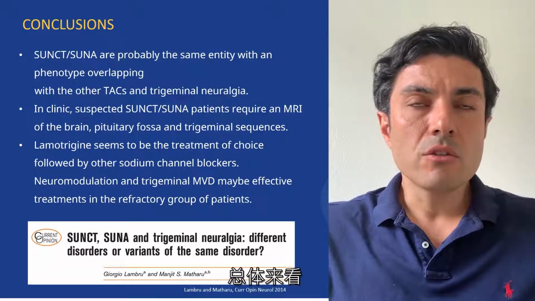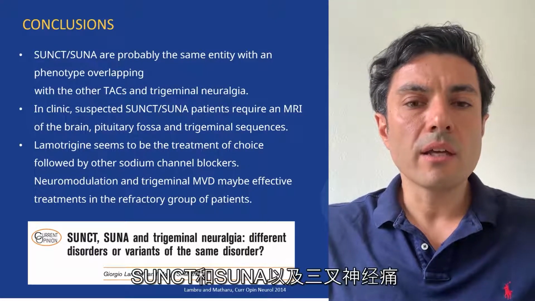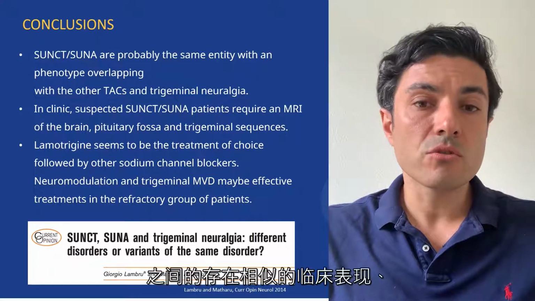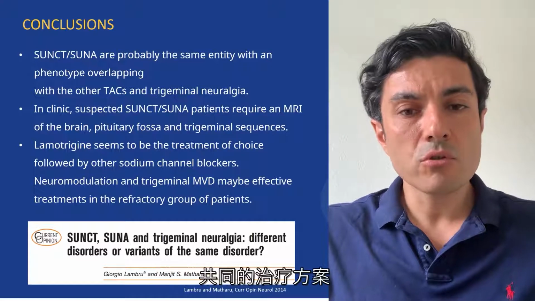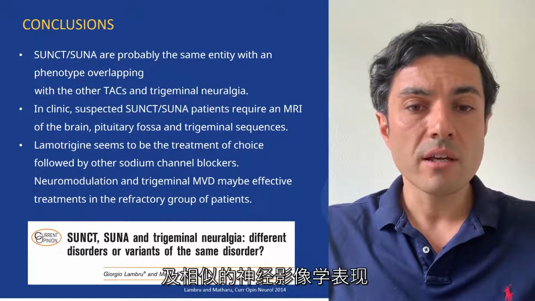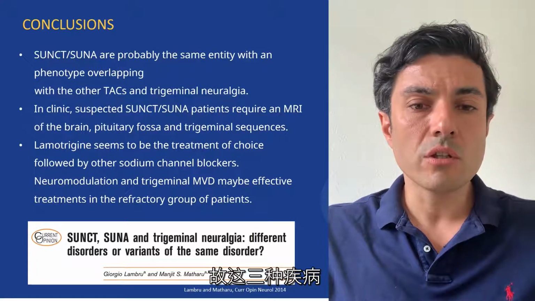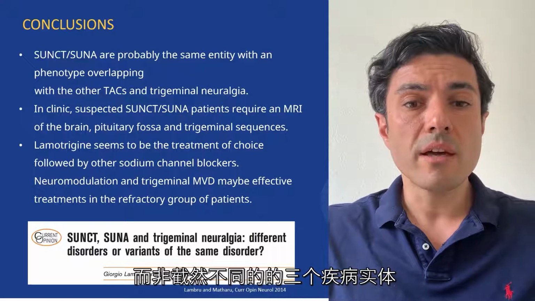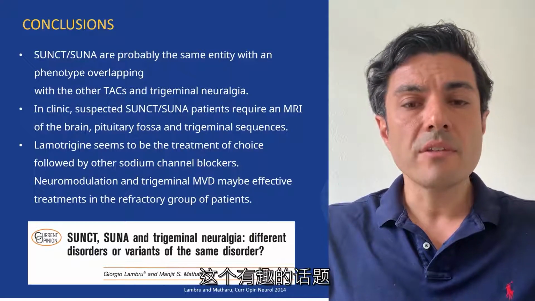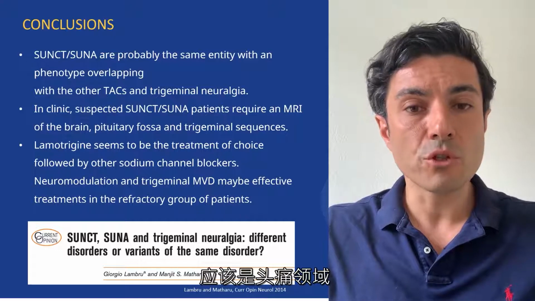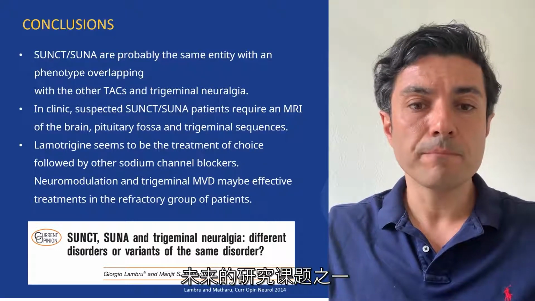In general, looking at the overlapping phenotype between SUNCT and SUNA and trigeminal neuralgia, but also the overlapping treatment response and neuroimaging findings, the general feeling is that the three conditions may constitute a spectrum of disorders rather than different entities. And this fascinating topic should be the subject of future research in the headache community.